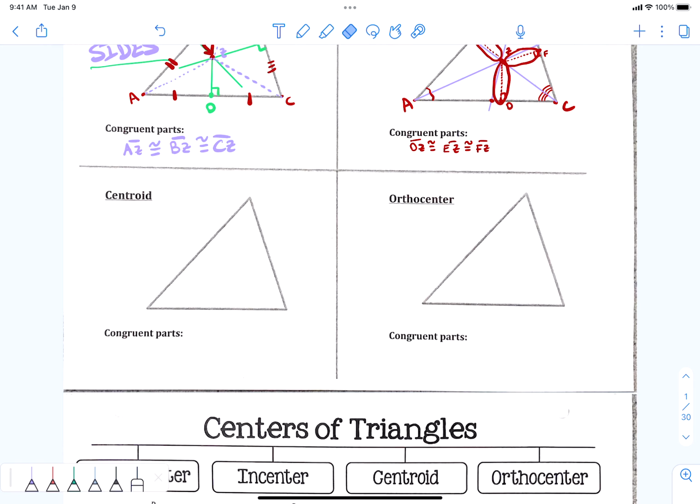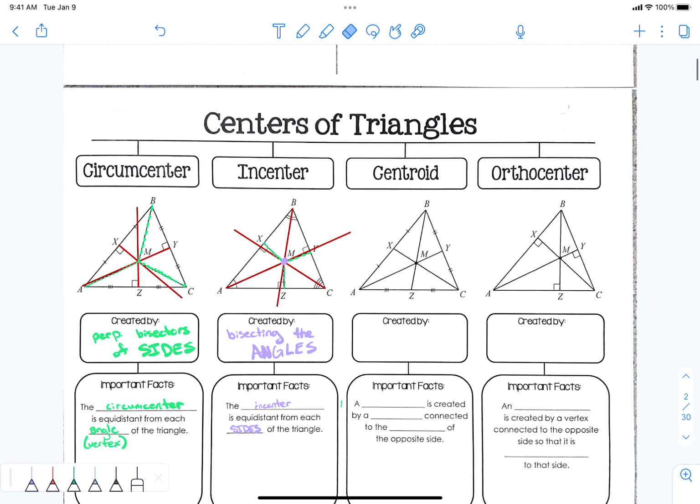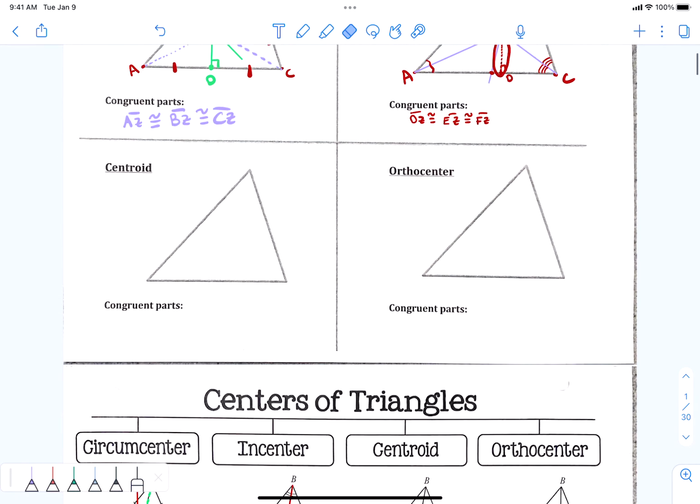So, this is this paper, and then there's the back side of it. It looks like this, centers of triangles, okay? You might need your note card as a straight edge. Otherwise, you can use just another sheet of paper as a straight edge. That's fine, too. But we're going to talk about centroid and orthocenter, okay?